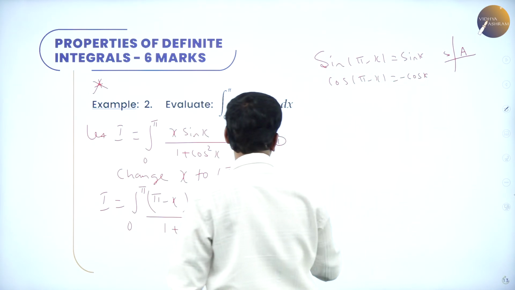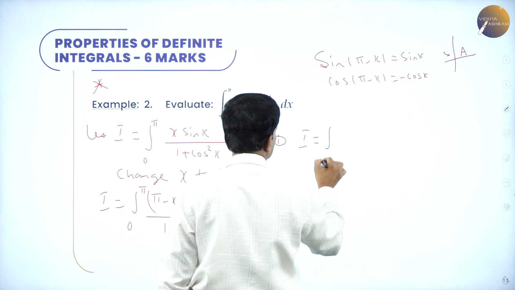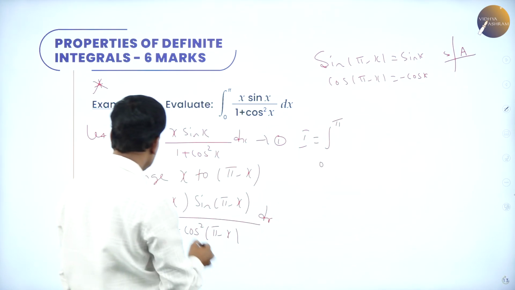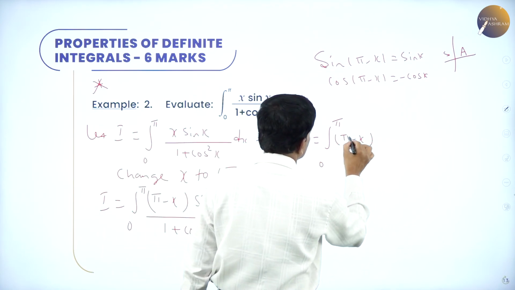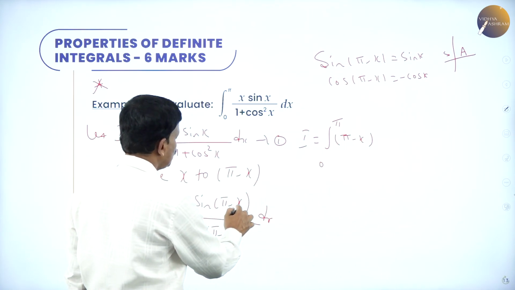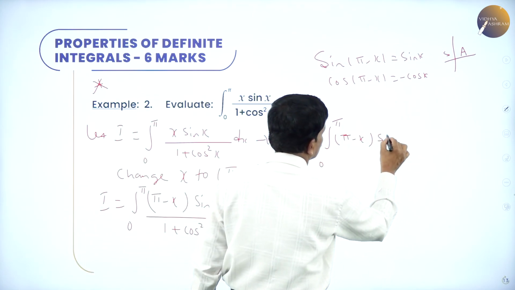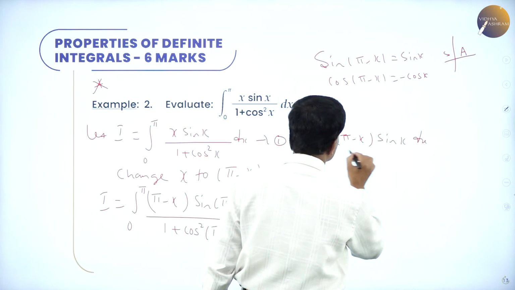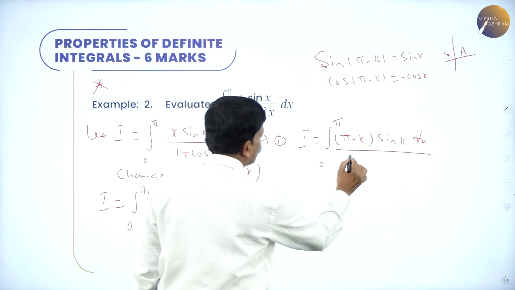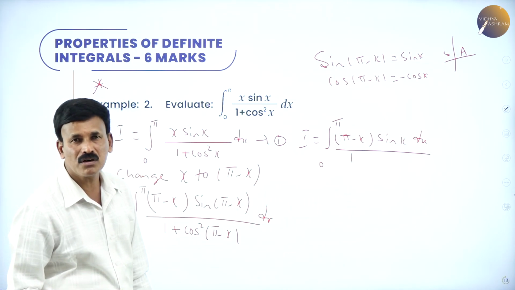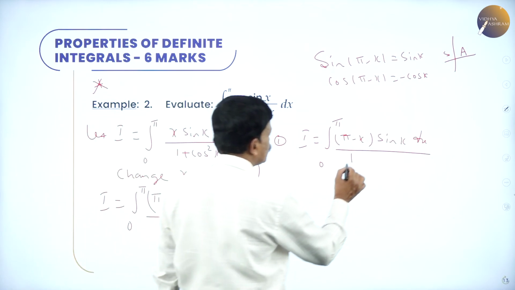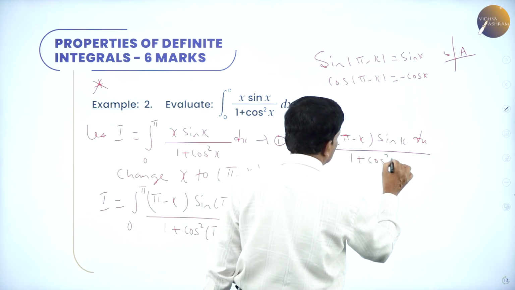So this equation reduces to I is equal to the integral from 0 to pi, keeping pi minus x as it is, and sine of 180 minus theta is sine theta, so this becomes sine x dx divided by, in the denominator, 1 plus cos of 180 minus x, which is minus cos; minus into minus, minus square, becomes plus cos square x.